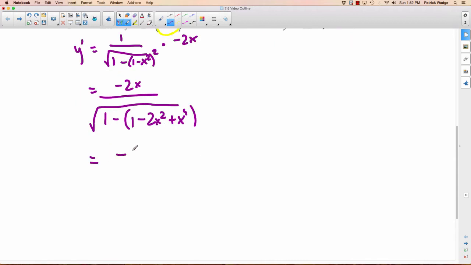So we'll keep the numerator, the negative 2x, all over the square root of 1 minus 1, nothing, gone. Take away negative 2x squared, that makes positive 2x squared. Take away positive x to the 4th is negative x to the 4th. See what you can do next?